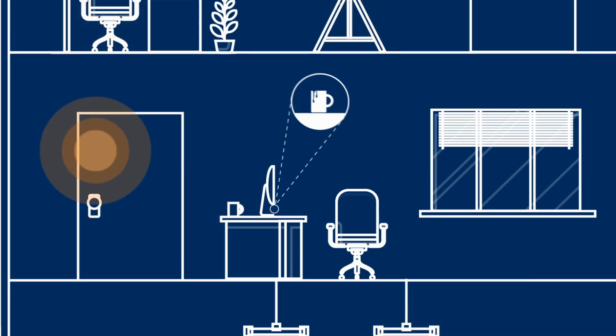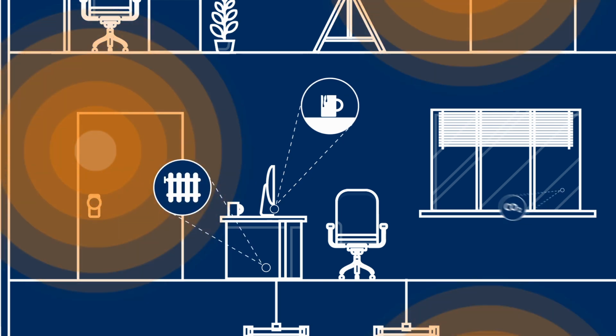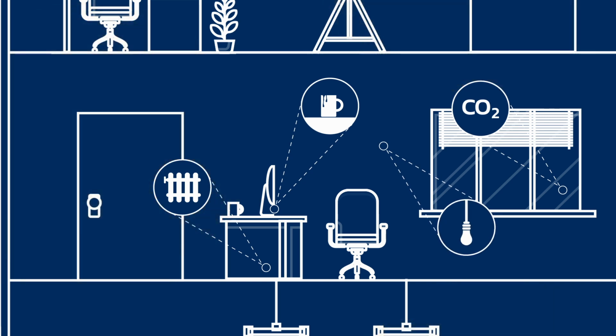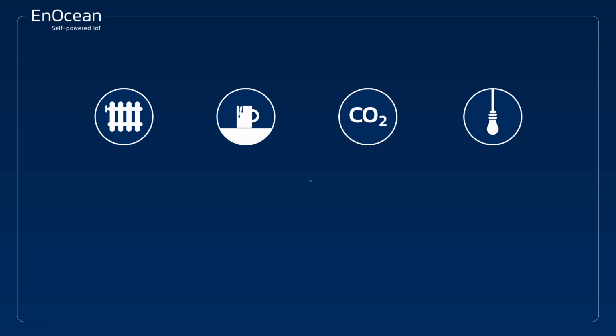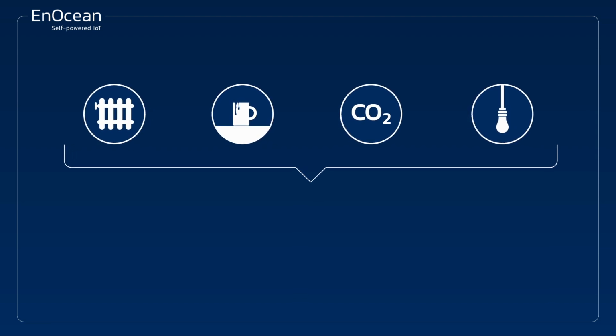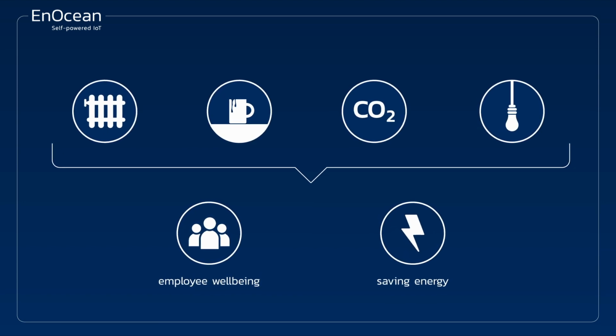Our wireless and maintenance-free sensors make the utilization and smart cleaning, as well as the temperature, air, and light control of your rooms transparent and adapt them to your employees' needs. This not only results in a perfect work environment, guaranteeing your employees' well-being, but also helps to save energy and resources in the long term.